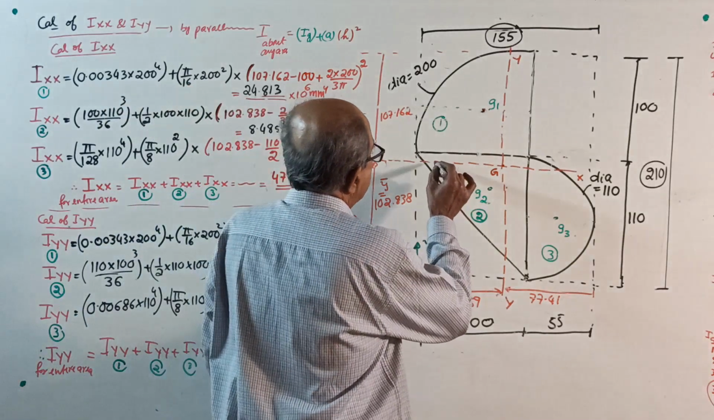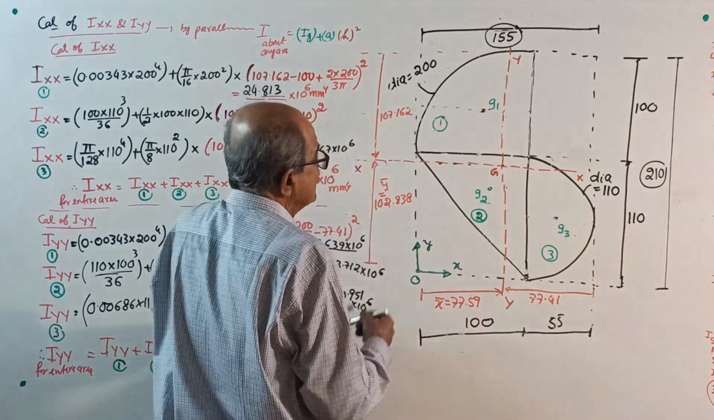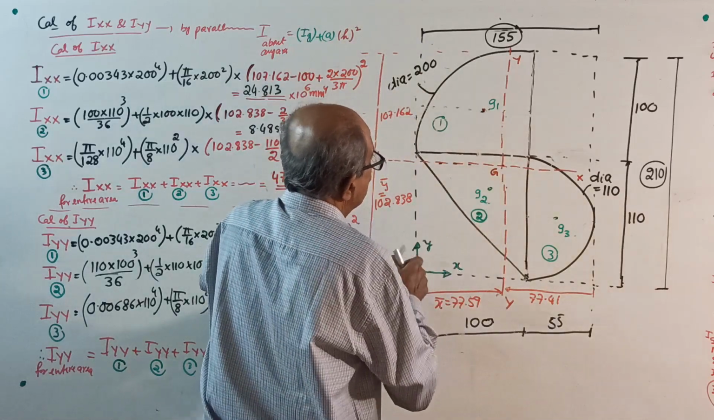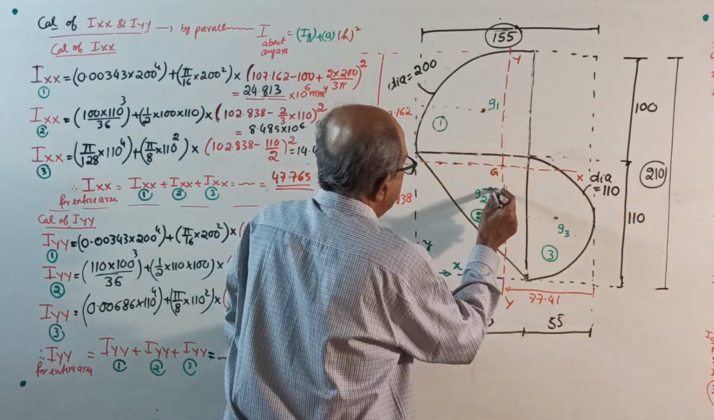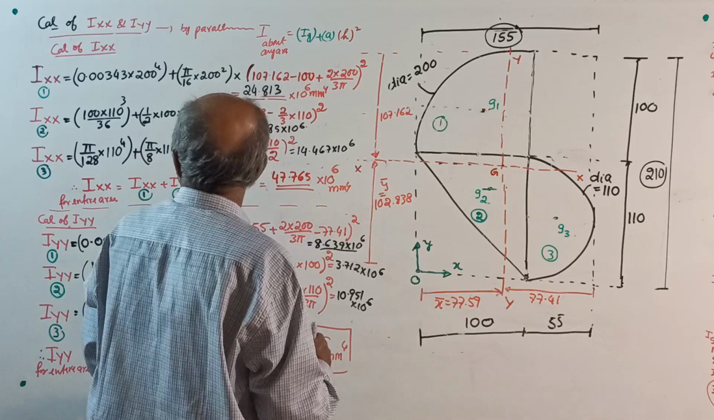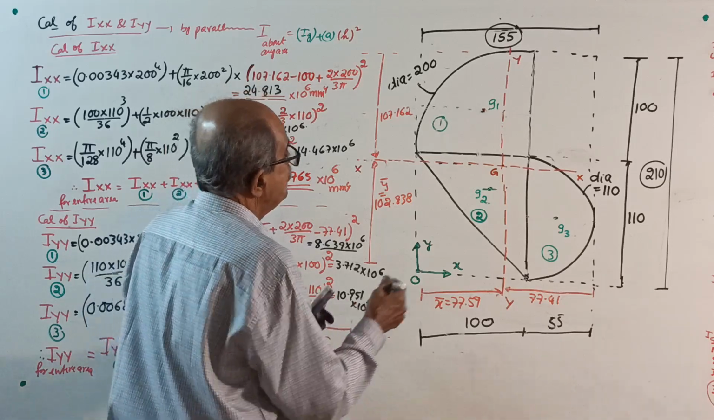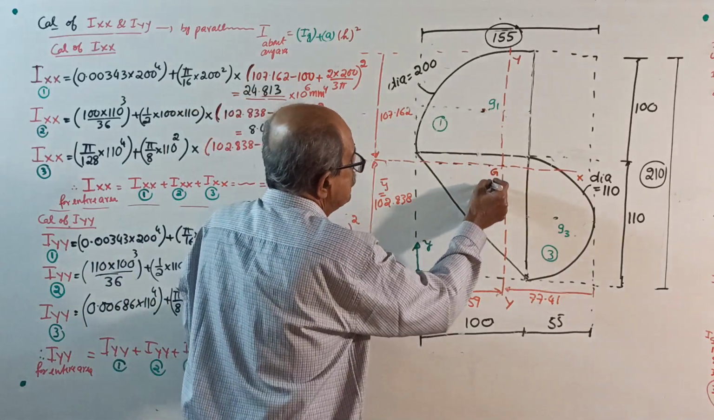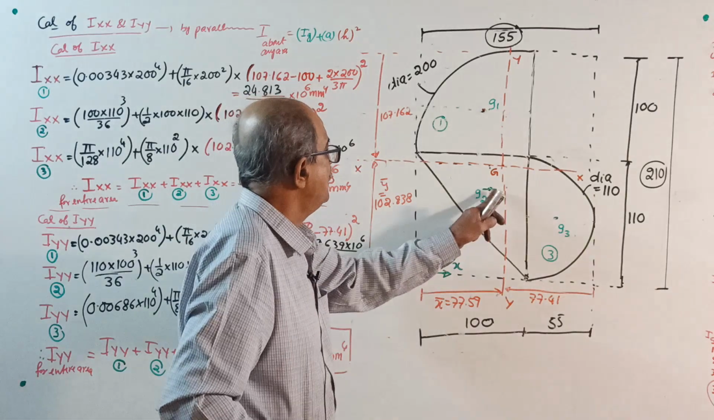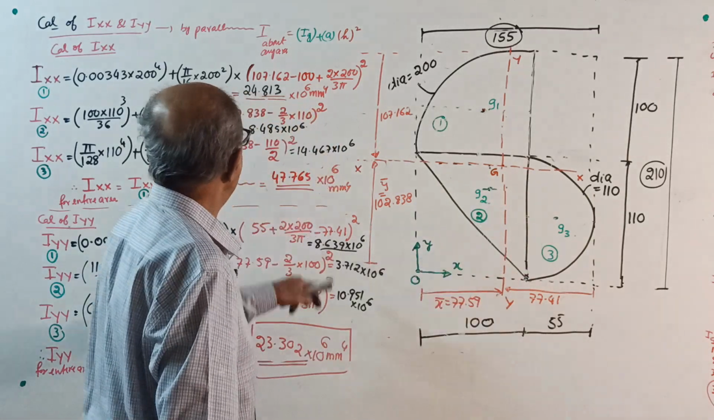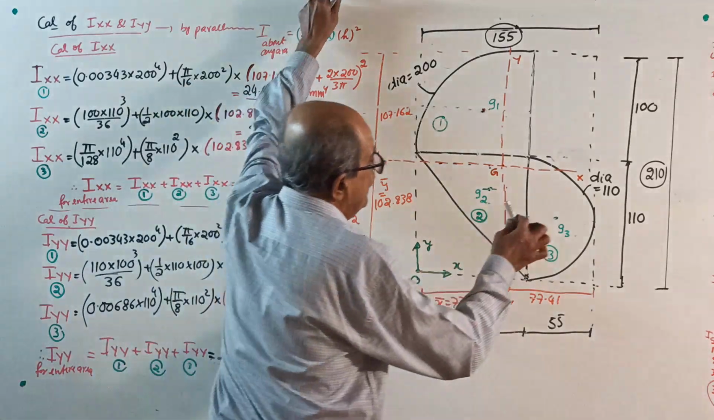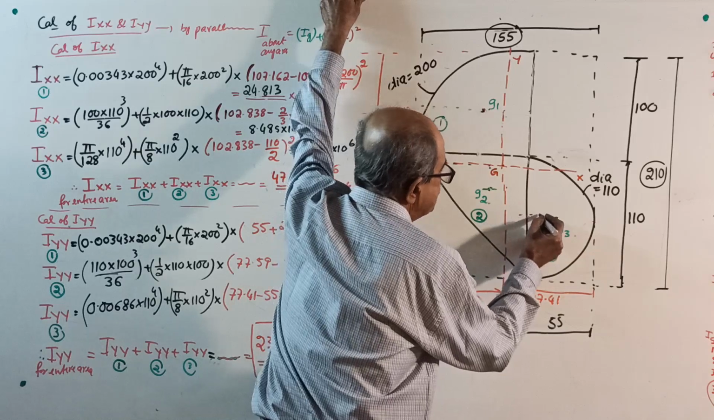Start. Triangle. Triangle I should not explain. IG, see here. First IG, not there, here. 100 into 110 cube by 36 plus area into this distance square is 102.838 minus 2 by 3 of 110 whole square. Answer is there. Lastly here, I about its own centroidal axis.